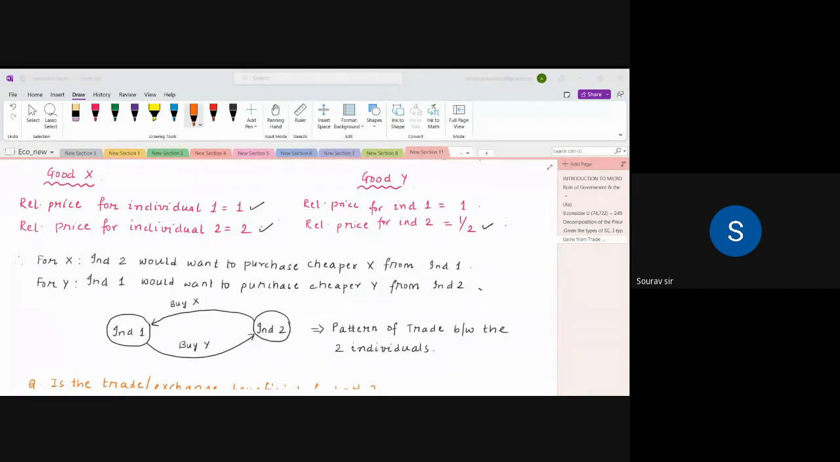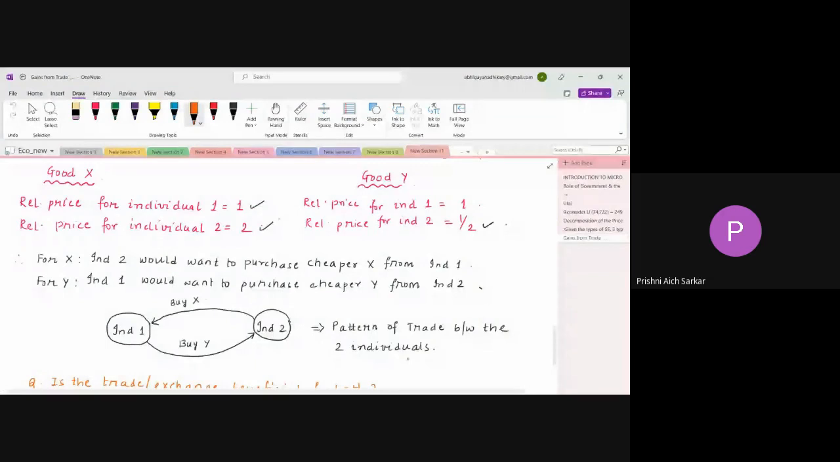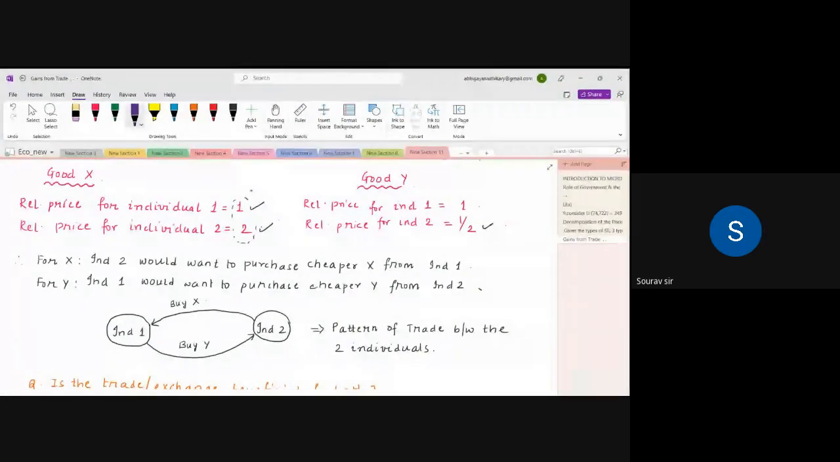Anyone? Sir, half. 1. I'm talking of good X. Only good X. Let me repeat it once. Maybe it's getting a little confusing. We are focusing only on good X. Only look at the left part. Ignore the right part. The pattern of trade that I just wrote down on the screen says that individual 2 would purchase cheaper X from individual 1.